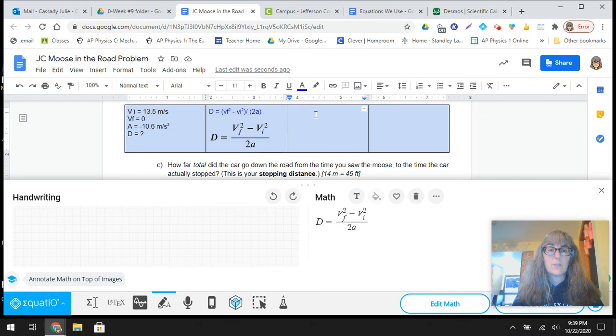So now our substitution. So D is equal to V final is 0. So it's not the biggest number minus the smallest number. It's V final minus initial. And then divided by 2 times a negative 10.6. We need to put these as squares. Oops.